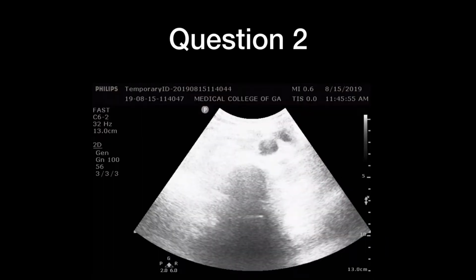Question 2 asked about what was wrong with this image, and this, as most of you were able to identify, is an image that has too much gain. So this is overgained, the image is too bright, and you lose any resolution. So again, this would be an image of an aorta as well as the spine, but the brightness of the screen washes out the image.